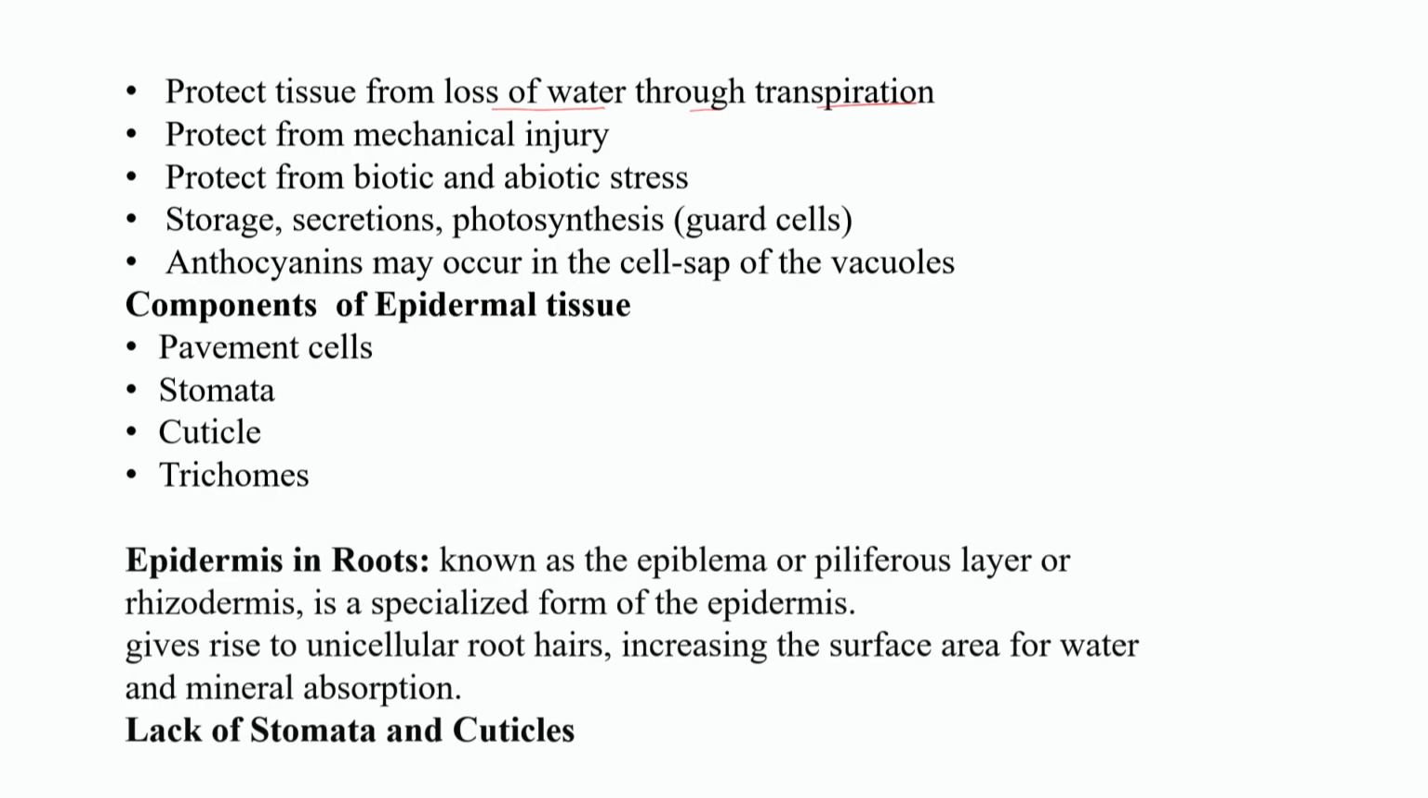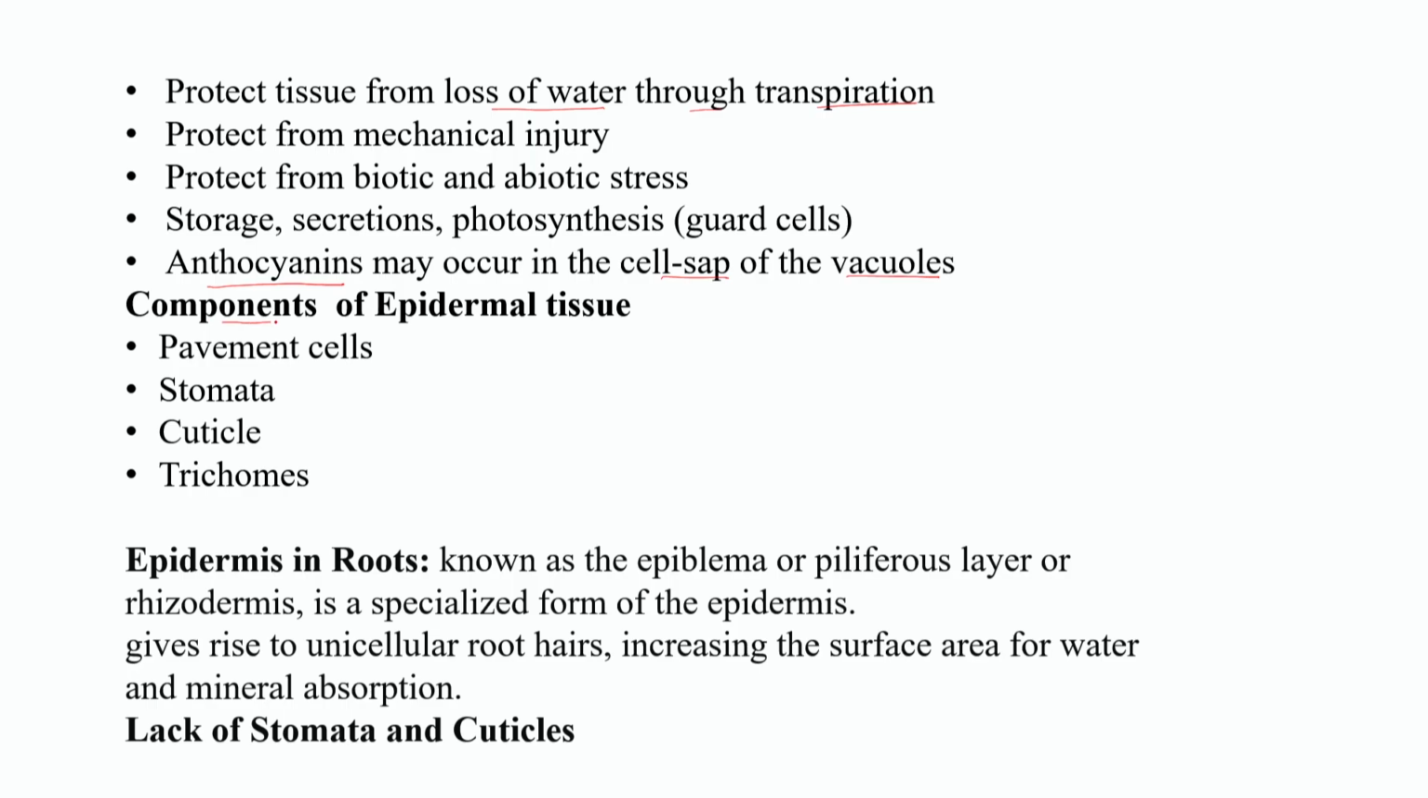It also performs photosynthesis. Actually, photosynthesis is basically not the role of epidermis, but yes, in epidermis you have stomata, and stomata have guard cells, which we will see have chloroplasts. So, they can also perform photosynthesis. Sometimes some pigments may also be present in the vacuoles of the epidermal cells, like anthocyanin. Anthocyanin is a pigment which is found in the cell sap of the vacuoles. So, they will give color, like in some flowers or fruits, the color might be there because of the presence of pigment in the outer layer.